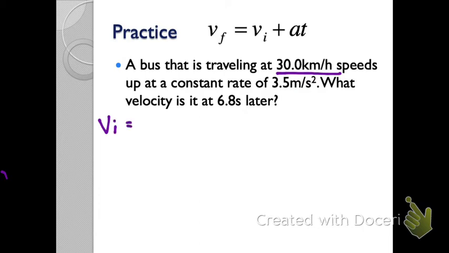So my initial velocity is 30 kilometers per hour. Do we see something right away that we're going to have to do? We're going to have to convert. Okay, so let's go ahead and just do that now. We're going to have to convert to meters per second, so we can divide by 3.6 to do that.